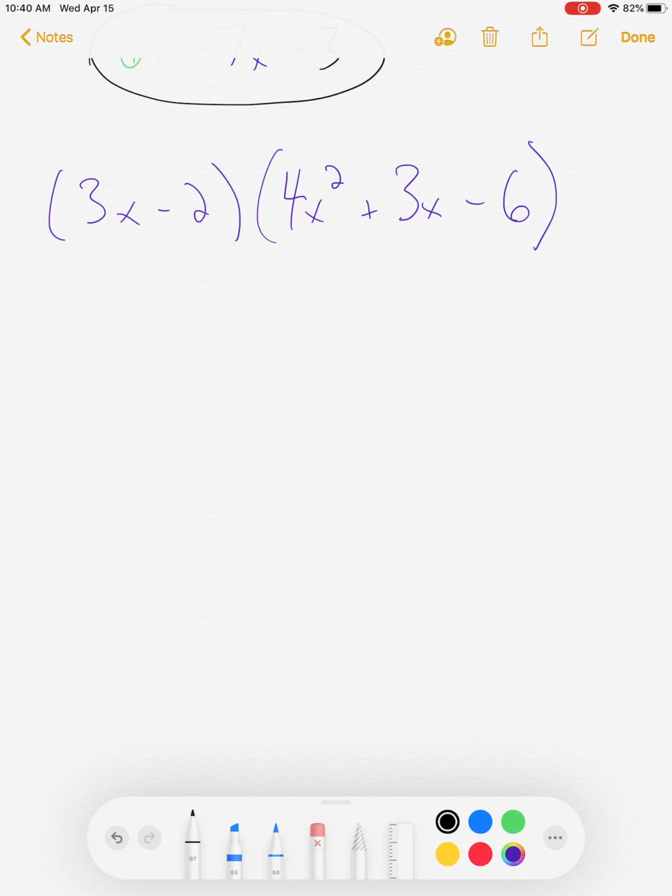And I will try to color code this one as well. So I'm going to start off with 3x times 4x squared. 3 times 4, I should get a 12. X times x squared, again, add the exponents, should get x to the third. Okay, next up, 3x times 3x. Well, they're both positive, so 3 times 3 is plus 9. X times x, I should get an x squared.